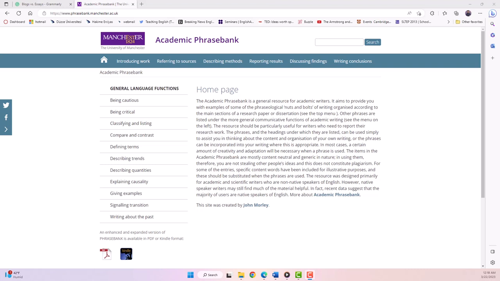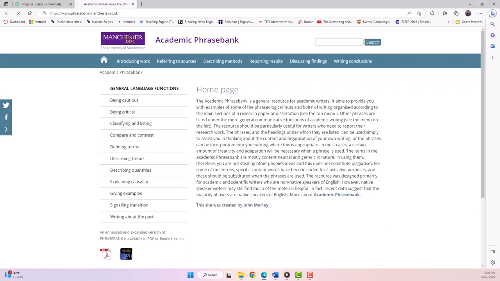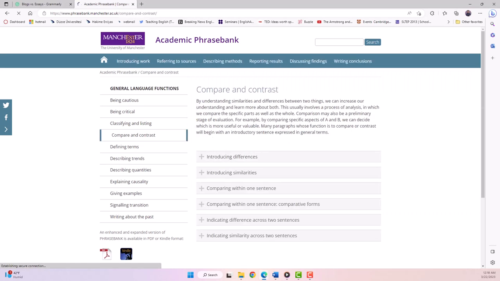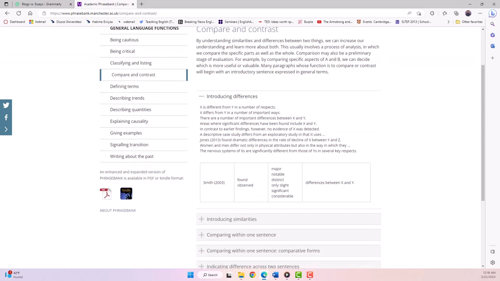Phrase Bank draws attention to the connection between forms and functions. In the menu on the left, the website provides a list of common communicative functions, such as being cautious and comparing and contrasting. Keeping with our example paragraph comparing blogs and essays, let's examine the compare and contrast section. If we click on one of the categories, the window will extend, showing a list of language forms to accomplish the communicative function of introducing differences. Students can use these suggestions to add variety to their writing.